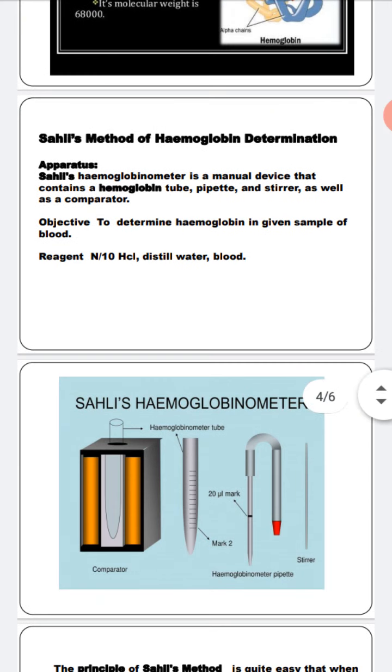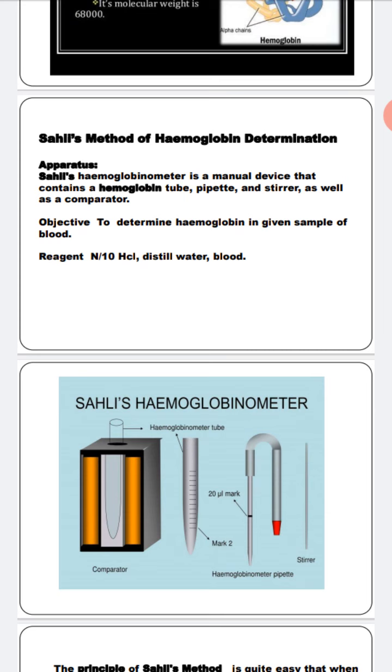Now you can see here in the diagram, this whole apparatus has been shown. Here you can see the hemoglobinometer tube. Then these two are the comparators. This tube has been taken out from this hemoglobinometer, and here you can see the hemoglobinometer pipette and the stirrer.